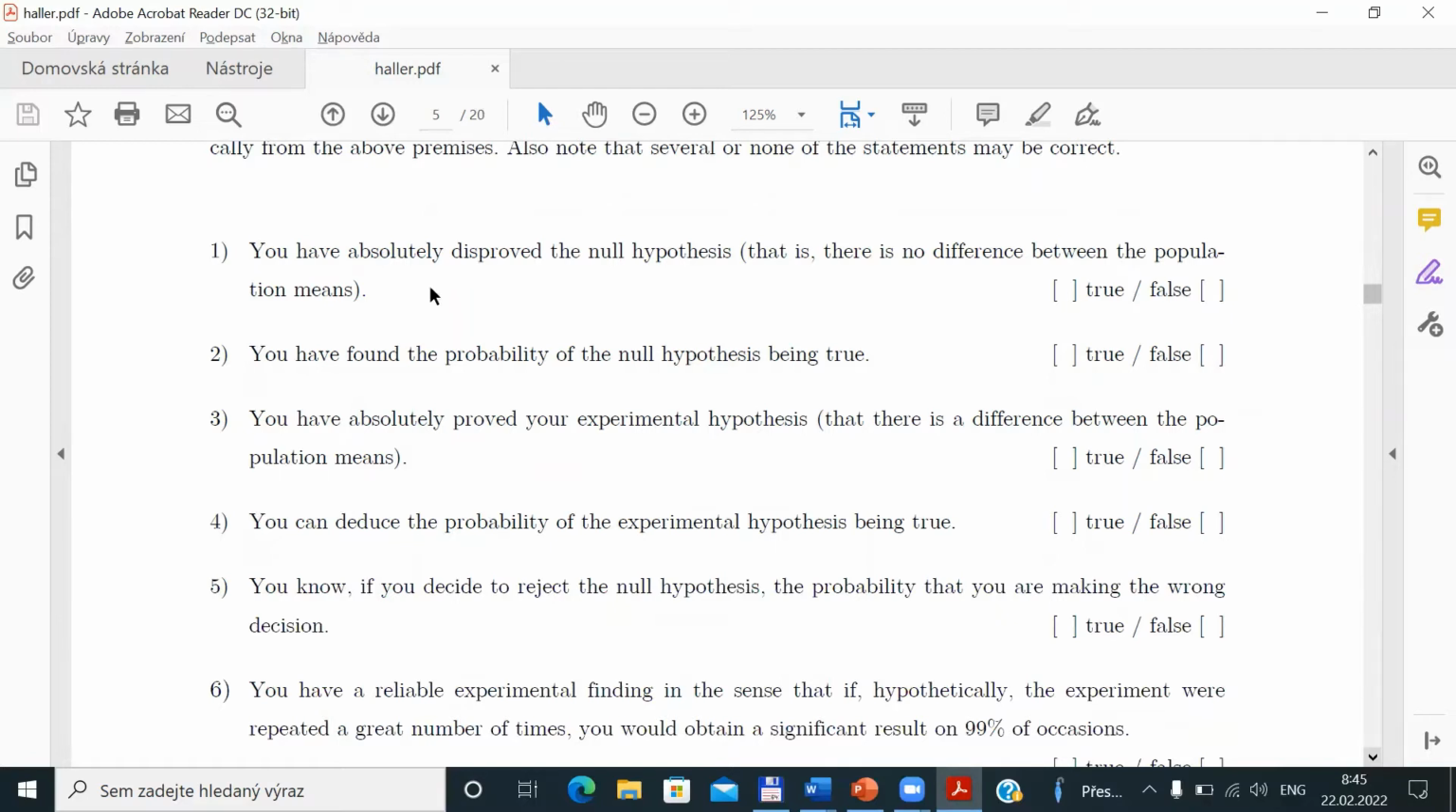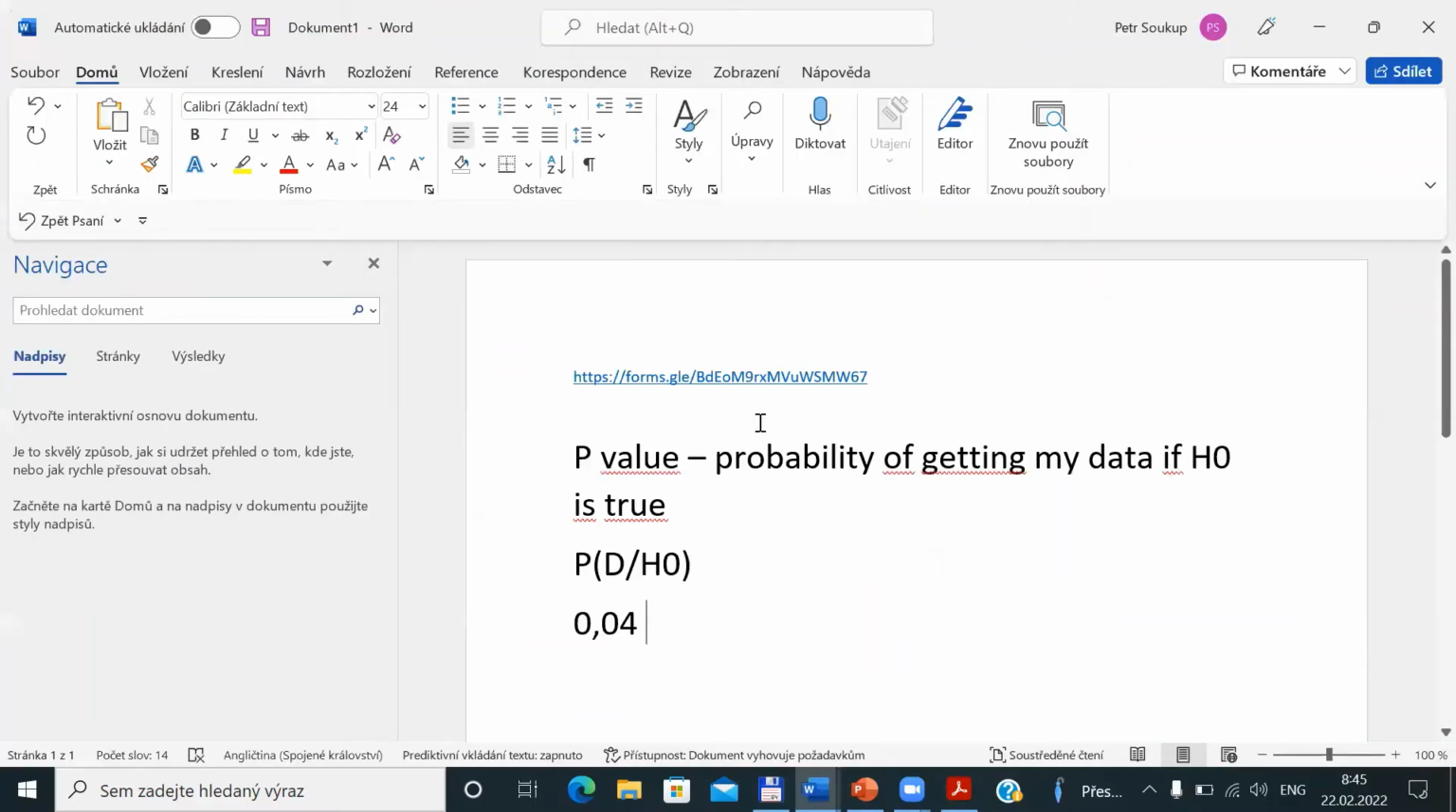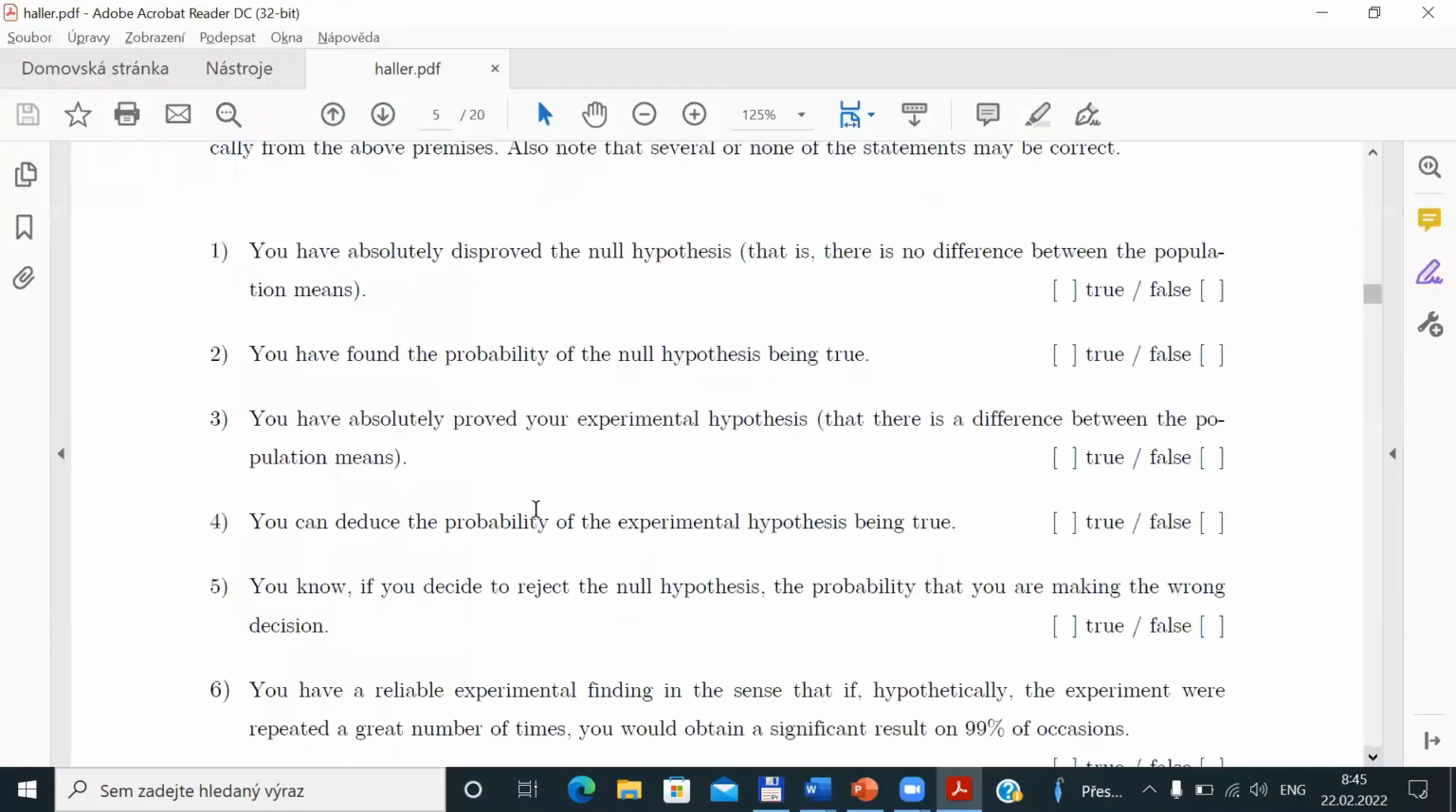Let's try to discuss whether they are true or false. Here we have the first one, which is saying you have absolutely disproved the null hypothesis, and here is the description of the null hypothesis. And the third statement is nearly the same: you have absolutely proved your experimental or alternative hypothesis. And if we know that the p-value is the probability of getting my data or more extreme data if the null hypothesis is true, we should discuss whether we can absolutely prove or disprove anything.